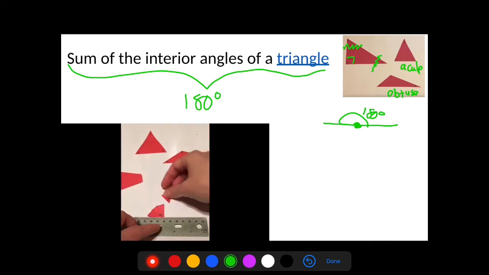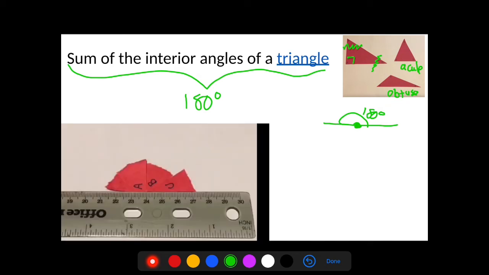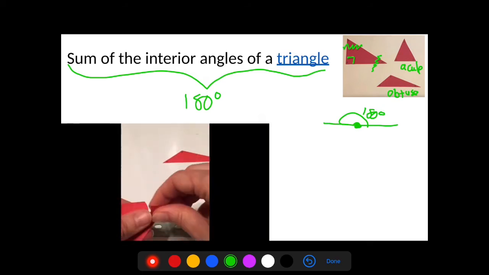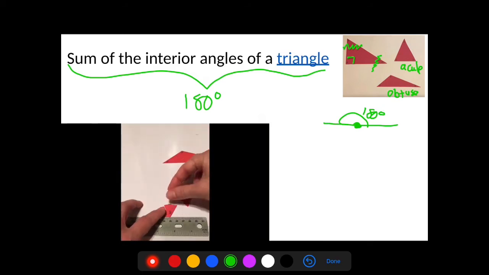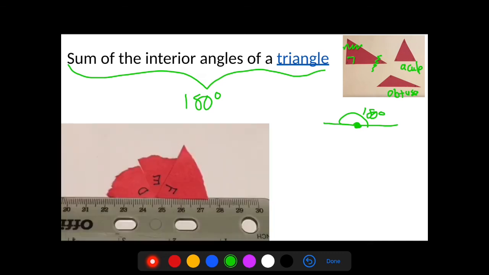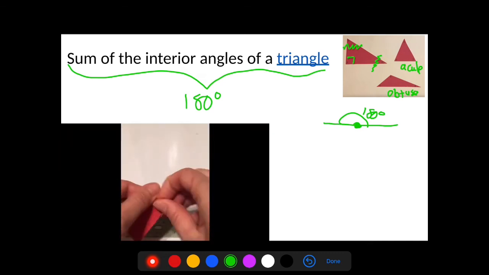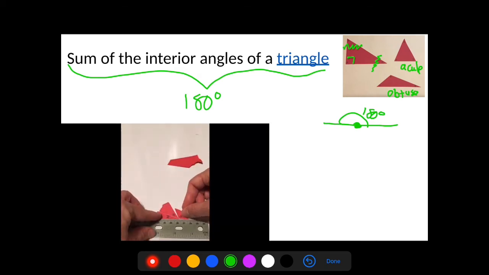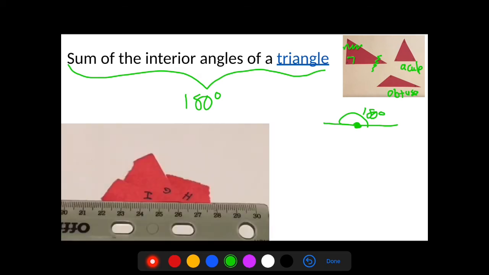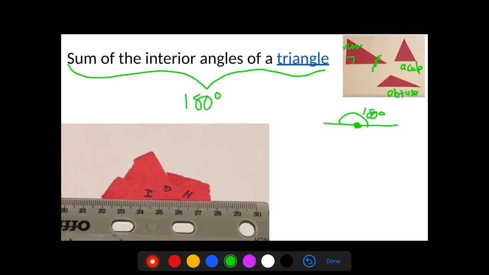Here's my right triangle, and when we put the three interior angles together, 180 degrees. It doesn't matter what kind of triangle I do. There's my acute triangle. The three angles together, I get 180 degrees. If I take my obtuse triangle, guess what happens? I put the three angles together and I end up with 180 degrees. So if I add the measures of the angles of a triangle, it'll always be 180 degrees.